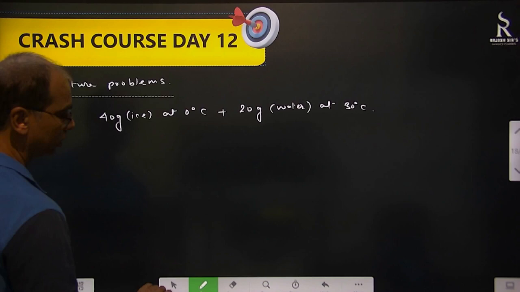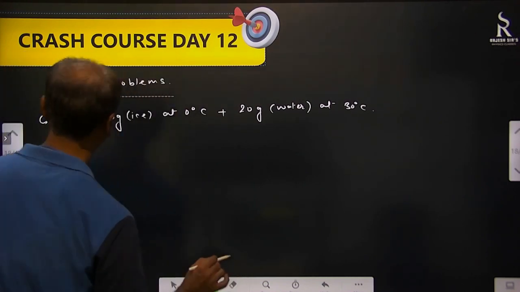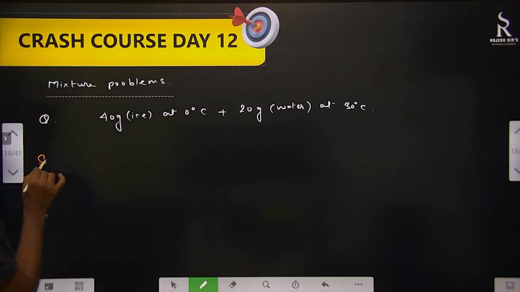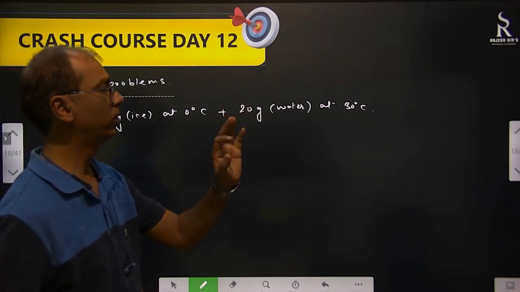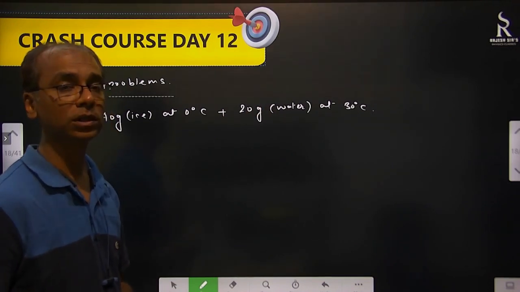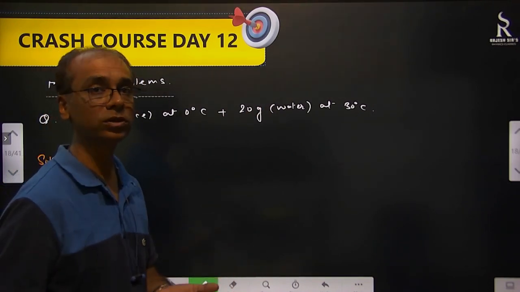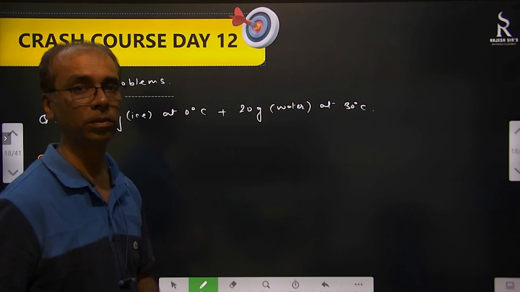Mixture problems. Now these kinds of problems are asked more in exams. What is a mixture problem? Let's see. And what do we have to find? 4 gram of ice at 0 degree centigrade is mixed with 20 gram of water at 30 degree centigrade. What is the question asking? Temperature of the mixture, and composition.